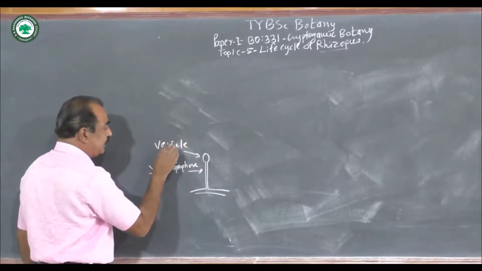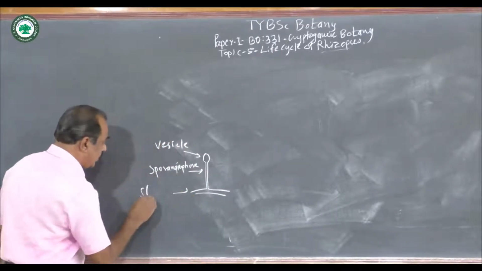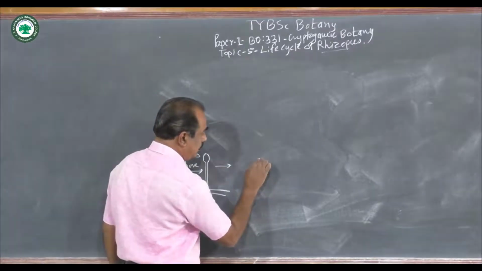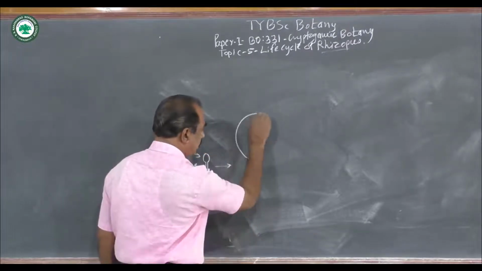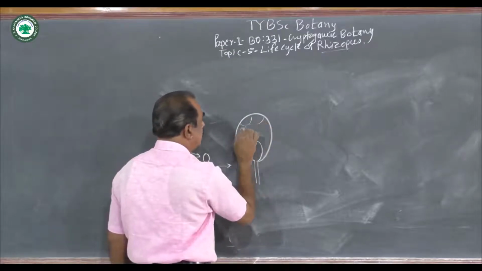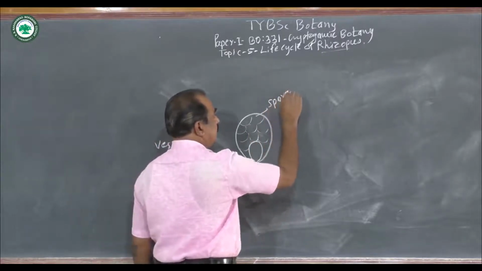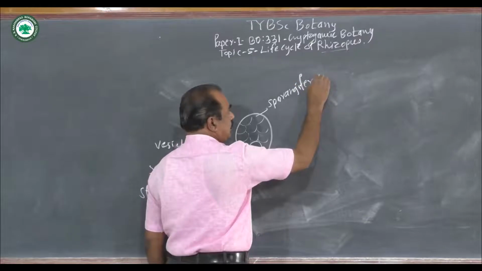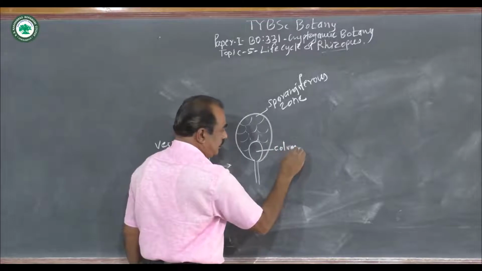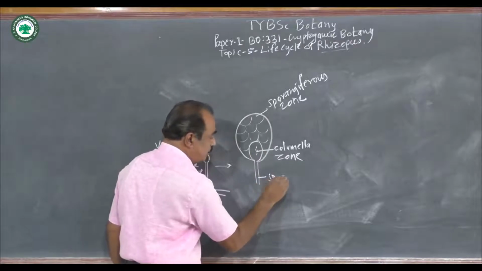So at the initial stages of the development, a small circular structure is formed, which is called the vesicle. Now this is the stolon. This is the columella. Sporangiferous layer. This is the columella zone. Sporangiophore.